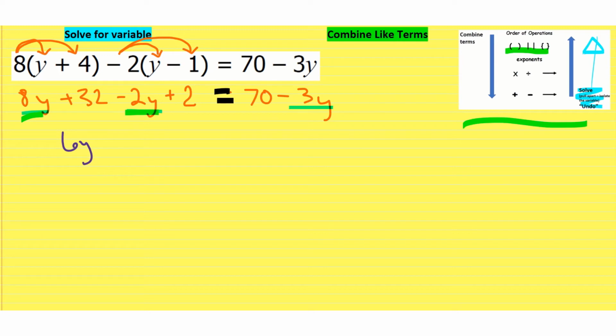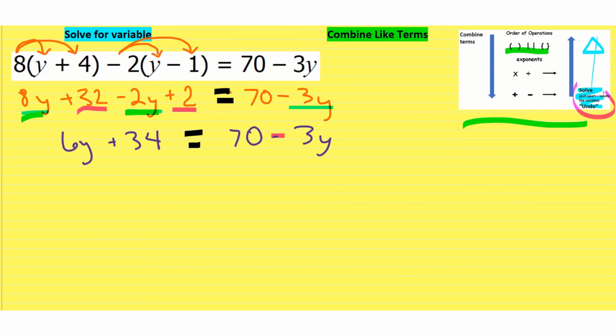And then I can also consider the 32 and the plus 2. Those are both constants. We can combine constants because they are like terms. So plus 32 plus 2, that is going to give me a plus 34. Again, we have our equal sign right here, and I still have my 70 minus my 3y. But like I said earlier, we want to get this 3y over to the other side. So I am going to do that by considering what is going on with this 3y right now. Well, this 3y right now is being subtracted.